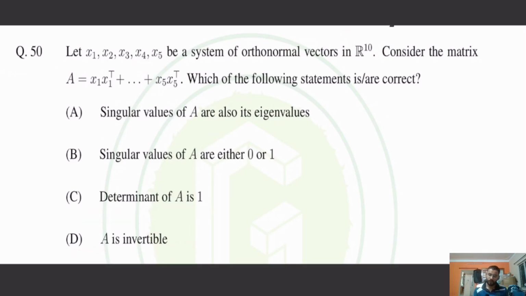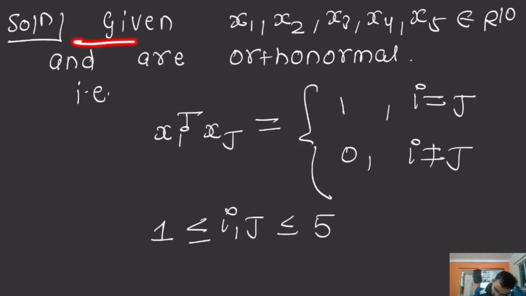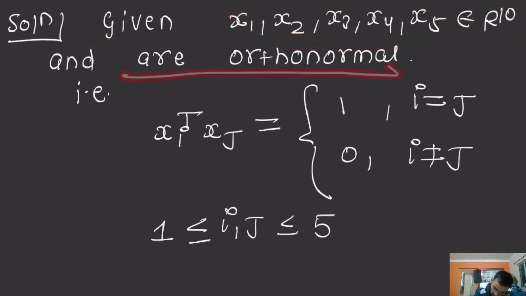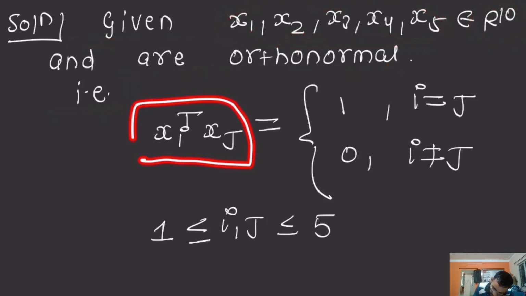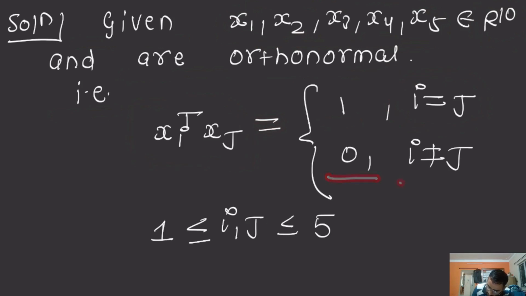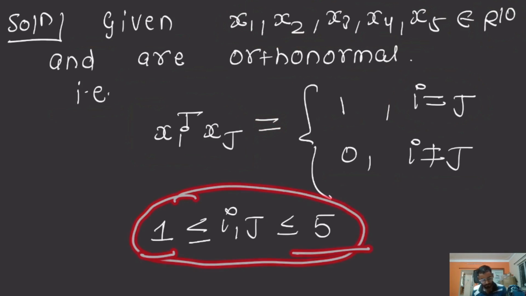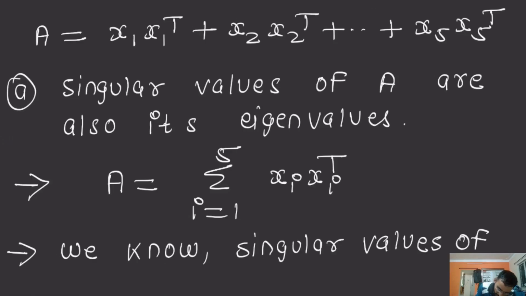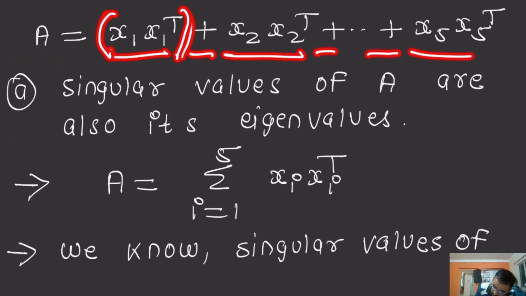Now moving on to the solution. What we have is given x1, x2, x3, x4, x5. These are orthonormal vectors in R10, which means that xi transpose xj is equal to 1 if i is equal to j, and it is equal to 0 if i is not equal to j, for all i and j in the range from 1 to 5. This is the property of orthonormal vectors. And we have A is equal to the outer product of x1, plus outer product of x2, plus outer product of x5.